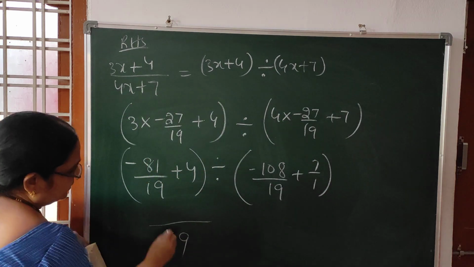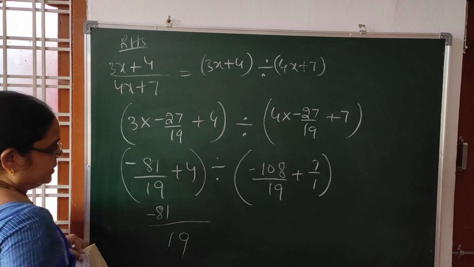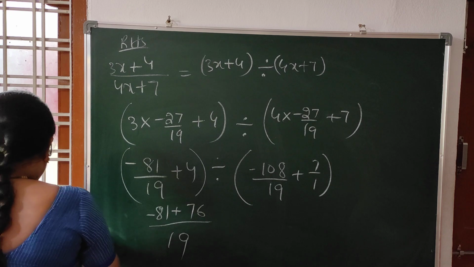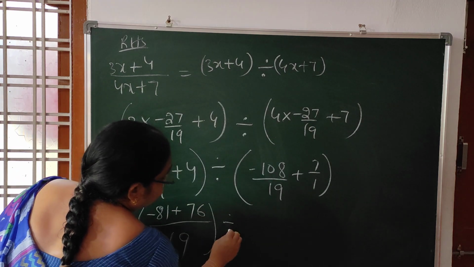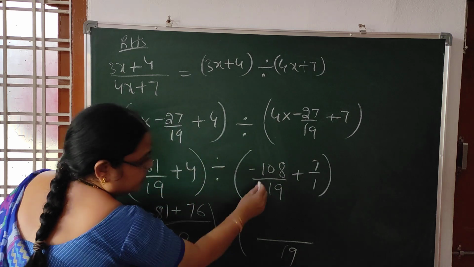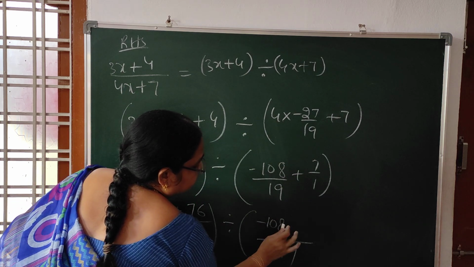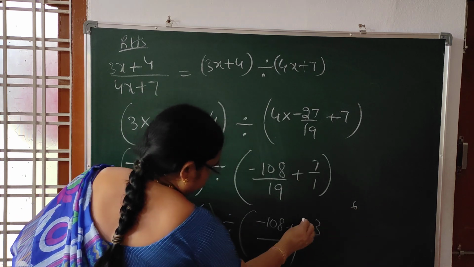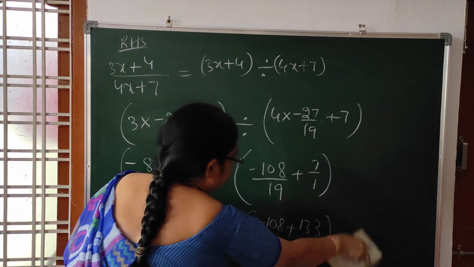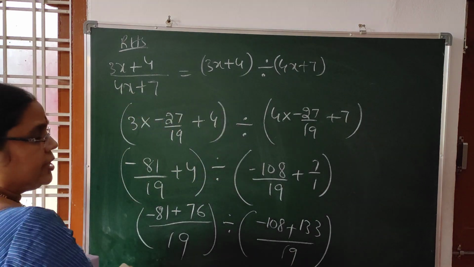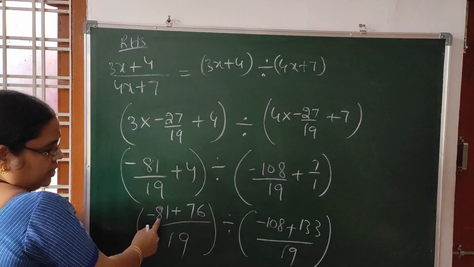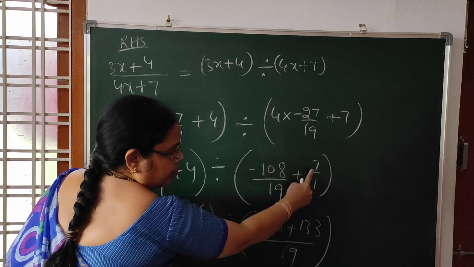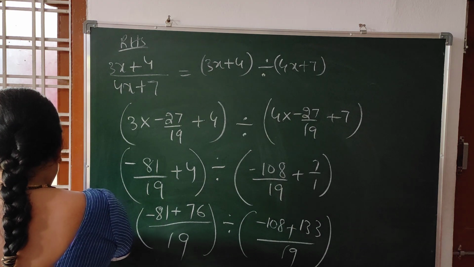So LCM is 19. This is minus 81 plus 19 fours are 76, divided by 19 is LCM, minus 108 plus 19 sevens are 133. So minus 81 by 19 plus 4, LCM is 19: minus 81 plus 76, divided by minus 108 plus 133.